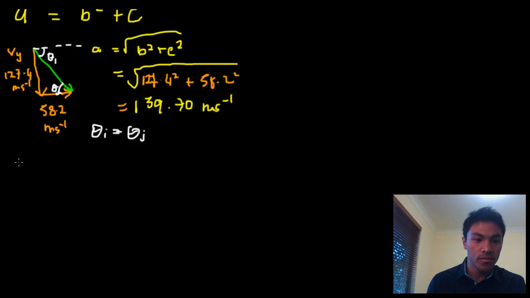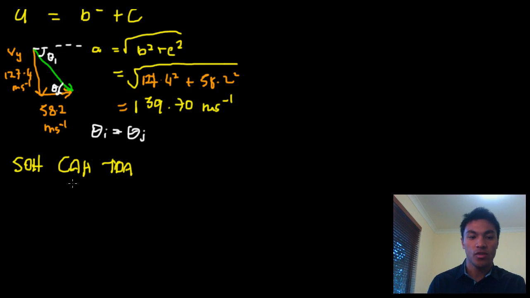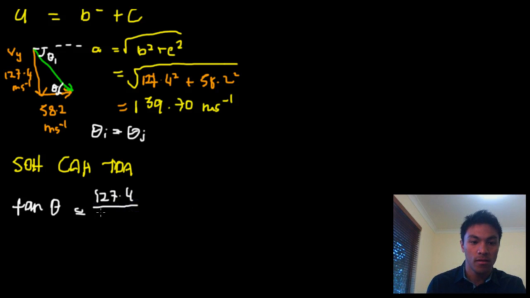Just to remind you, our trig functions are, and let's just use TOA, because we're going to use what we had before. So you could have figured this out without even knowing the resultant, given you have your actual components. So we know that tan theta equals our opposite, which is 127.4 over 58.2, which is our adjacent component to the angle.